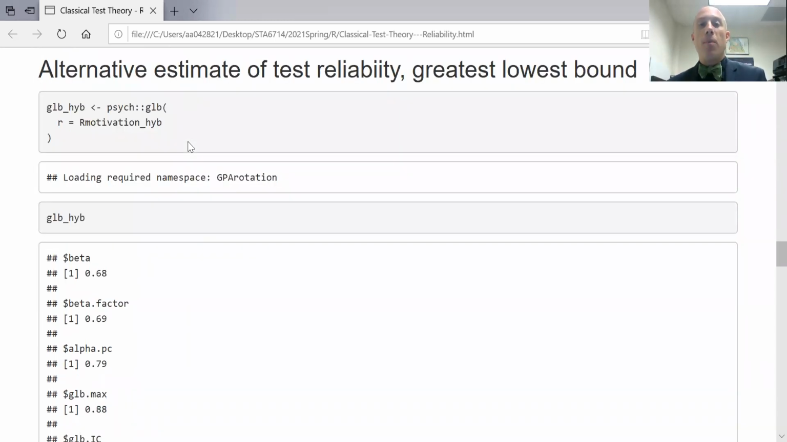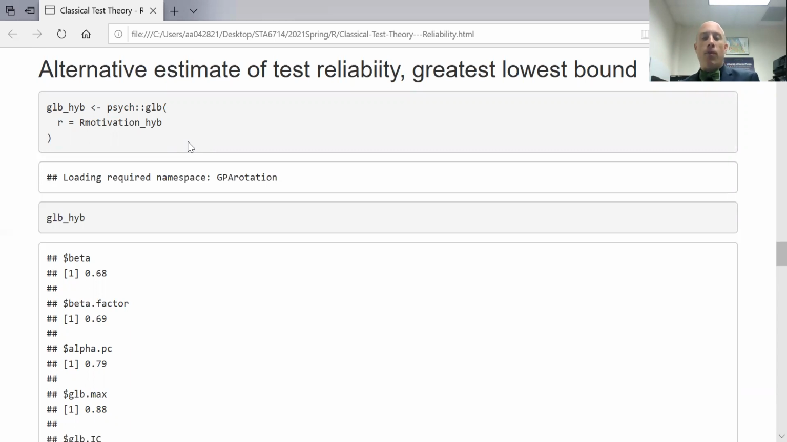All right, now an alternative estimate of test reliability is the greatest lower bound. If you look at the derivation of Cronbach's alpha, it's actually a lower bound on the measurement of reliability. Could we do better? We know that, up to some statistical aspects, Cronbach's alpha is going to be less than or equal to the actual reliability that we're working with. Well, could I get a better lower bound? I could get the greatest lower bound.